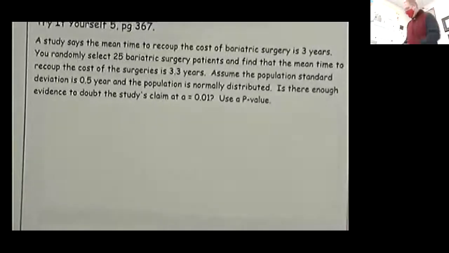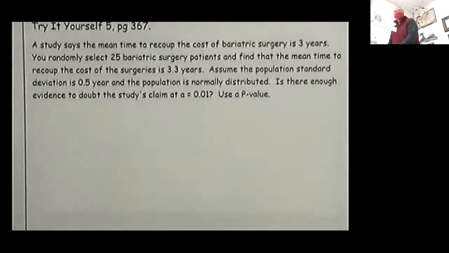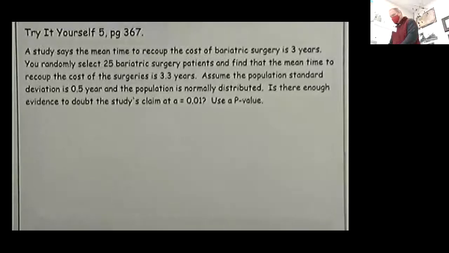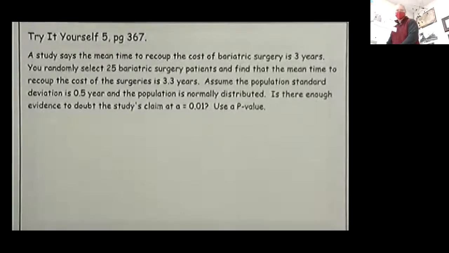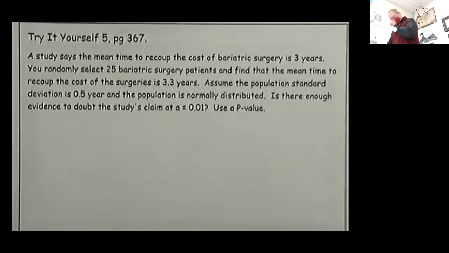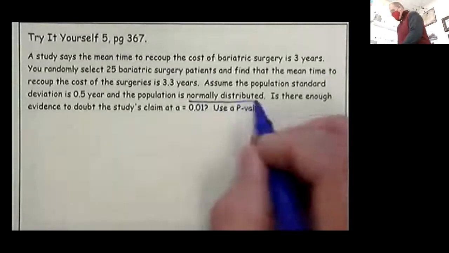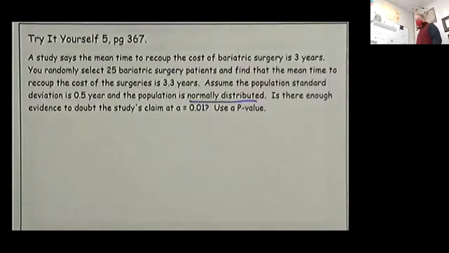Next. A study says that the mean time to recoup the cost of bariatric surgery is 3 years. So actually pay off the amount of surgery takes 3 years. You randomly select 25 bariatric surgery patients and find that the mean time to recoup the cost of their surgery is 3.3 years. Assume the population standard deviation is 0.05 years. And the population is normally distributed. There's our central limit theorem. Is there enough evidence to doubt the study's claim at alpha equals 0.01?